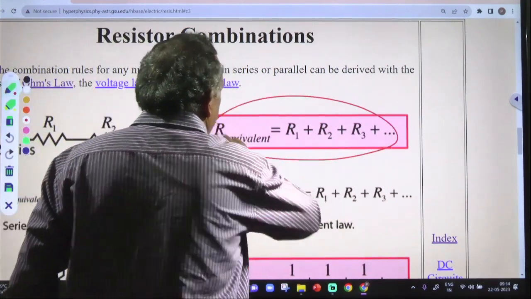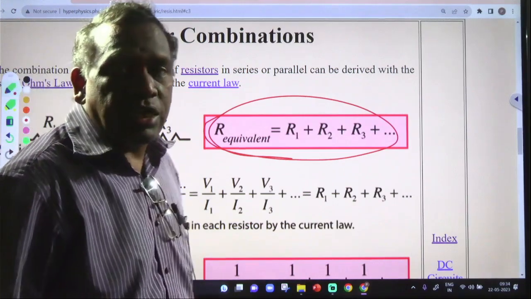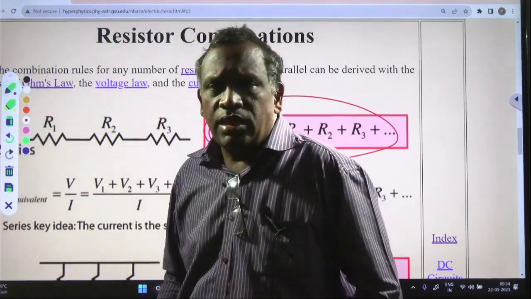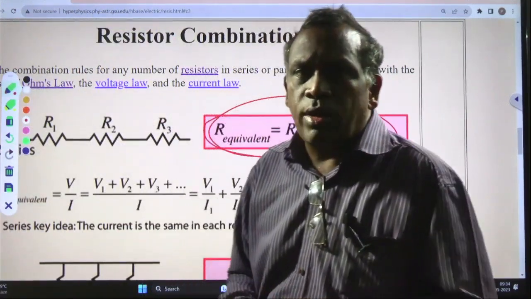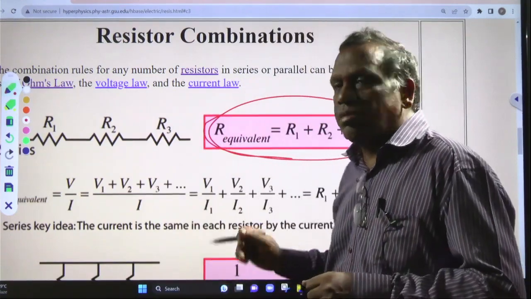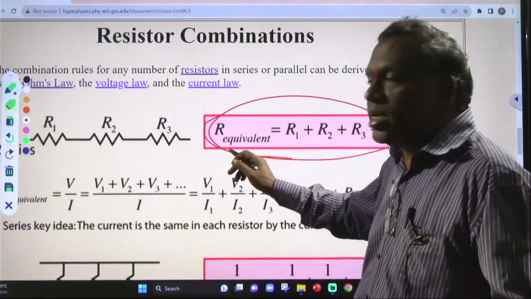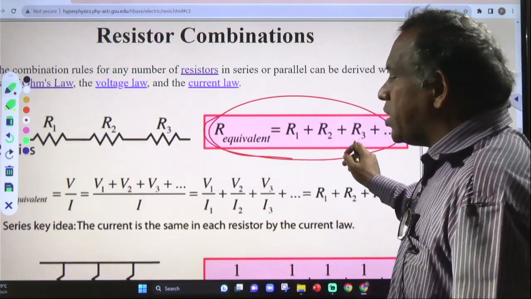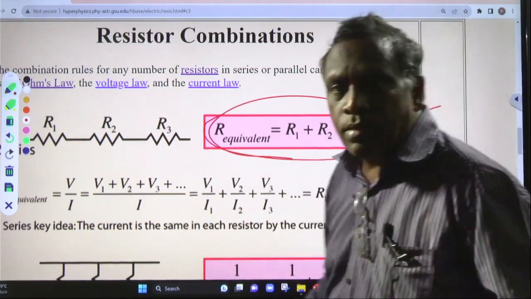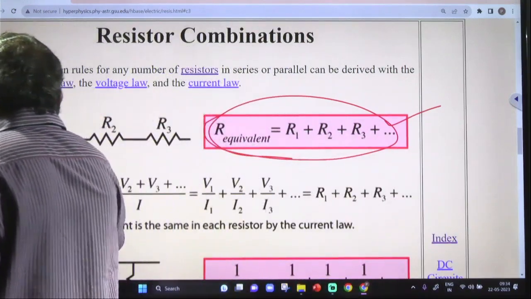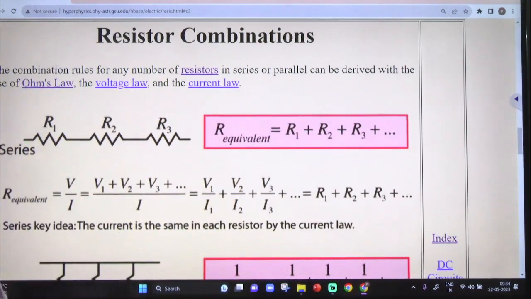So this is the main important point in the series connection. In the series connection, the effective resistance or equivalent resistance is equal to the sum of individual resistors. It means that R equivalent is equal to R1 plus R2 plus R3. That is the first important point you have to remember in the series connection.